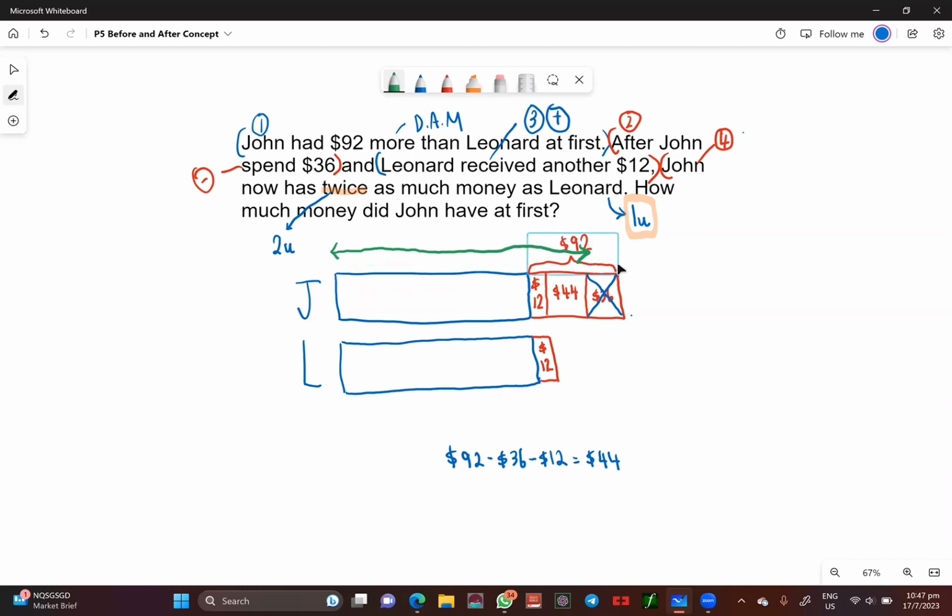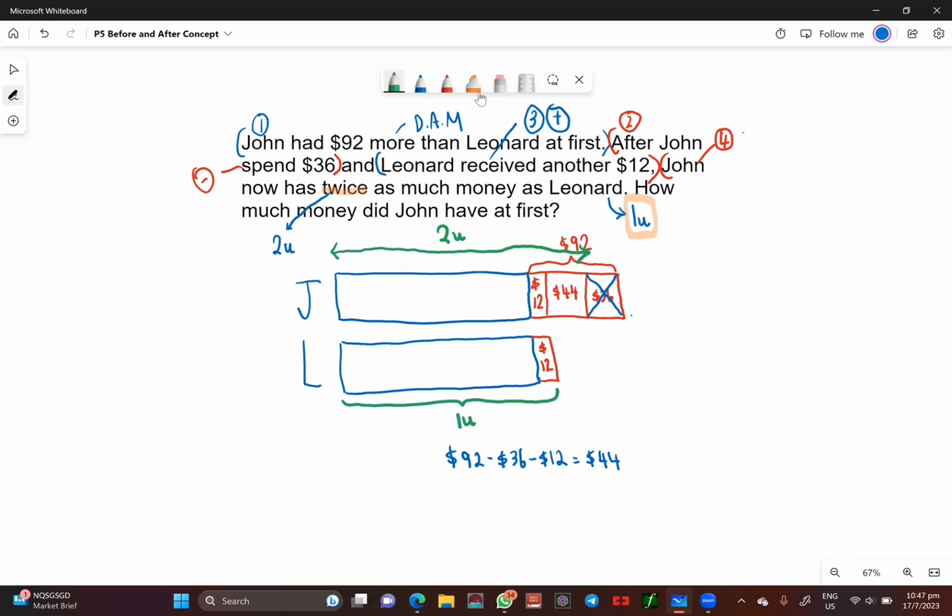Why is it not all the way to the end of the model? Because that $36 is now gone. So I think it's very important that you cross it out to show that that $36 is gone. And we know that this part is actually close to 2 units. Whereas for Leonard, it's basically everything from here to here, and this is actually my 1 unit.